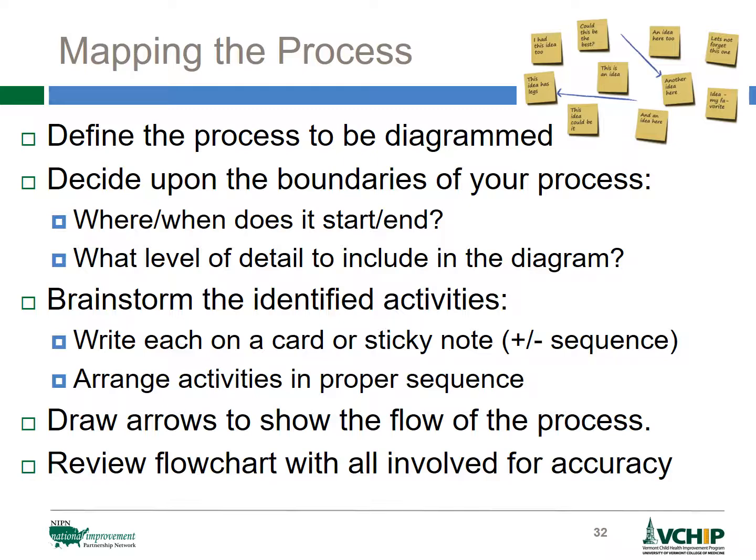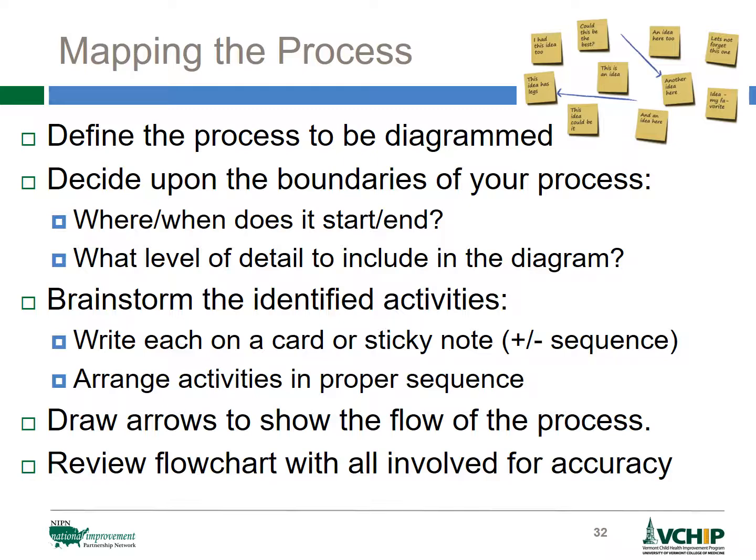So one way we do this is by process flow mapping. You'll define the process to be diagrammed, and you really want to decide upon the boundaries of your process. So as a group, you define, well, where does it start and where does it end? For example, in the example of immunizations, does it begin when the patient walks in the door to the clinic? Does it begin when a patient is contacted to make an appointment? Where is that start point going to be? And then as a team, you would decide what level of detail you want to include in the diagram. So these can be incredibly detailed or complex, or they can be larger ideas and slightly more simplified.